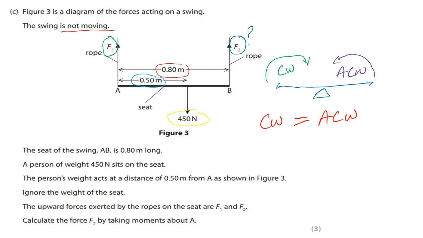So now let's apply that to this question here. This question has to do with a swing, but like we highlighted earlier, it says that the swing is not moving. It means that the system is in equilibrium. Now let's see how we're going to answer that question.